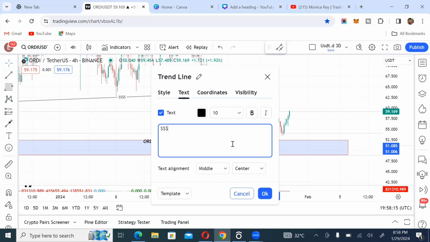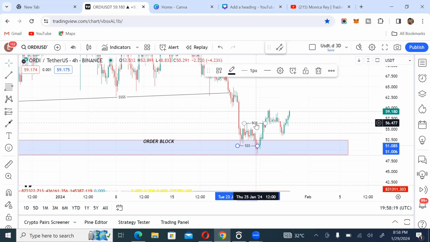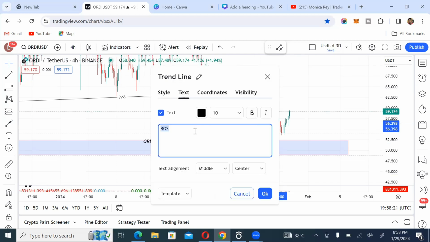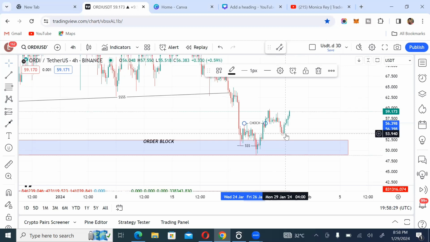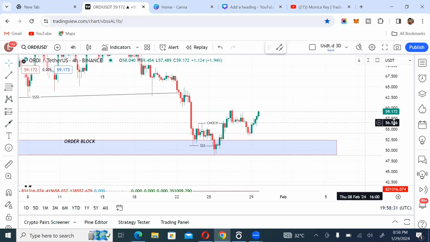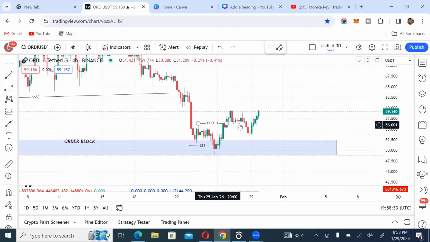We could call that our change of character. It all depends. A break of structure is a change of character is also a break of structure. But it's just that the character is being changed from a bearish scenario to a bullish scenario. So how about change of character?